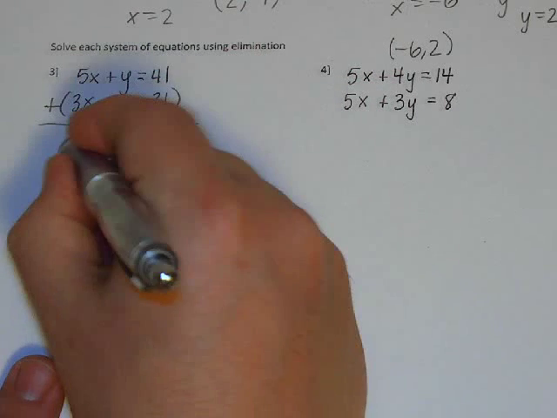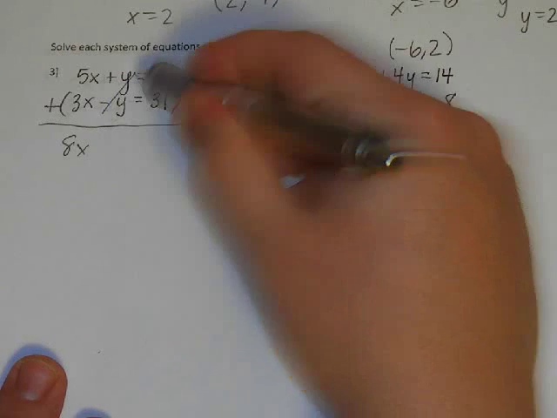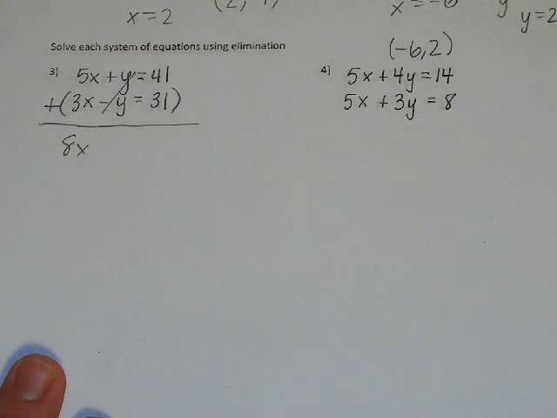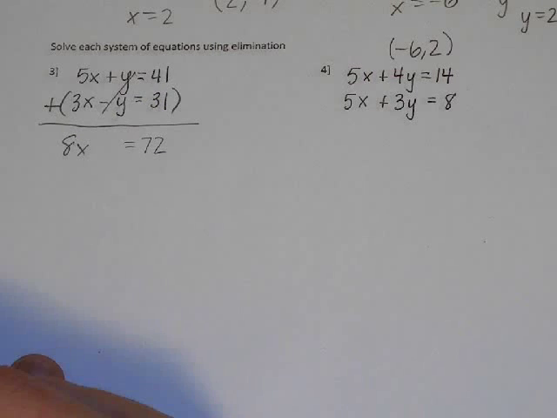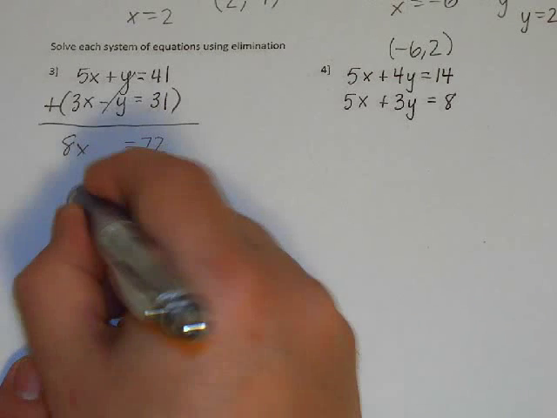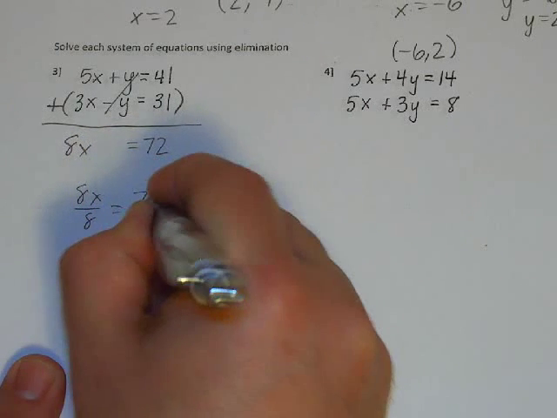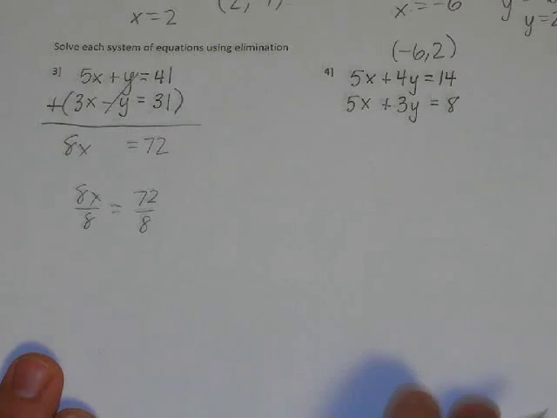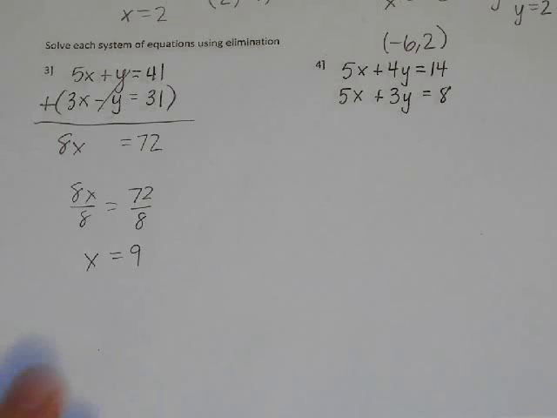5x plus 3x is 8x. The y variables cancel out. 41 plus 31 is 72. So we'll divide both sides by 8. And we get x equals 9.